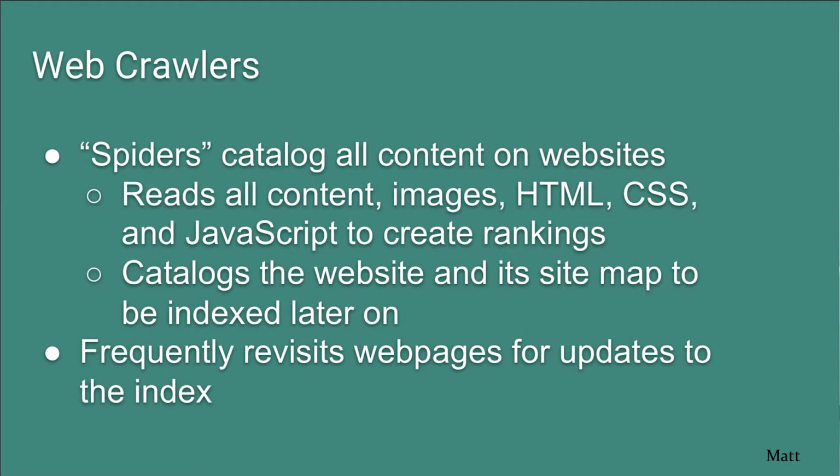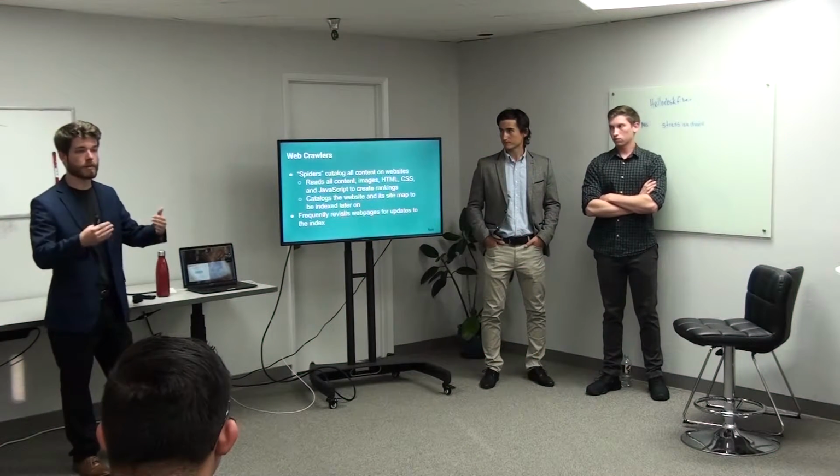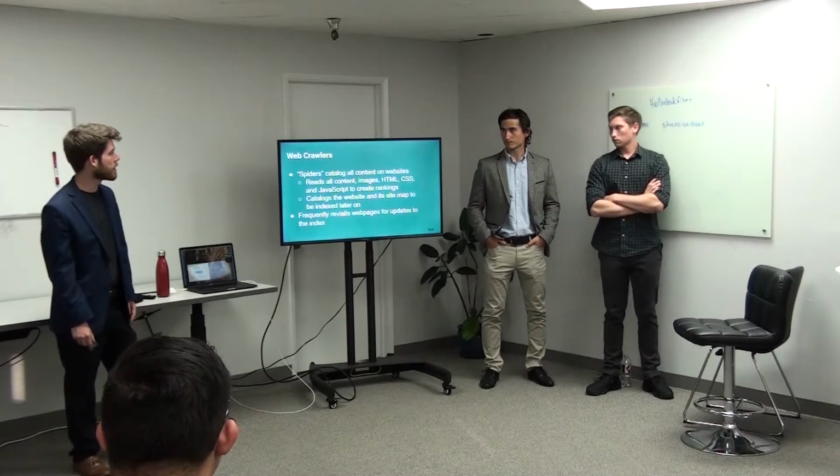Web crawlers, often referred to as spiders, catalog all the content on websites by reading over the images, the HTML, the CSS, the JavaScript even nowadays, to create rankings. The parameters that go into the rankings are often the cleanliness of the code, the patterns that you have with your keywords, and various other aspects of the titles and the headings and how legible things are as far as the user experience. And then it frequently revisits your website once updates are made in order to keep the most updated version of the website in the index.